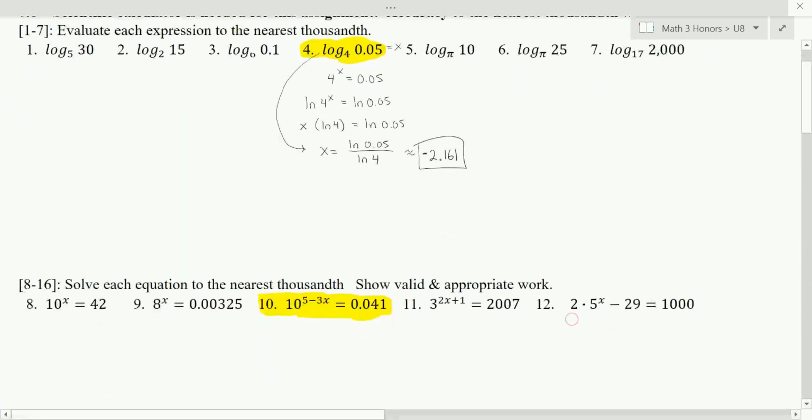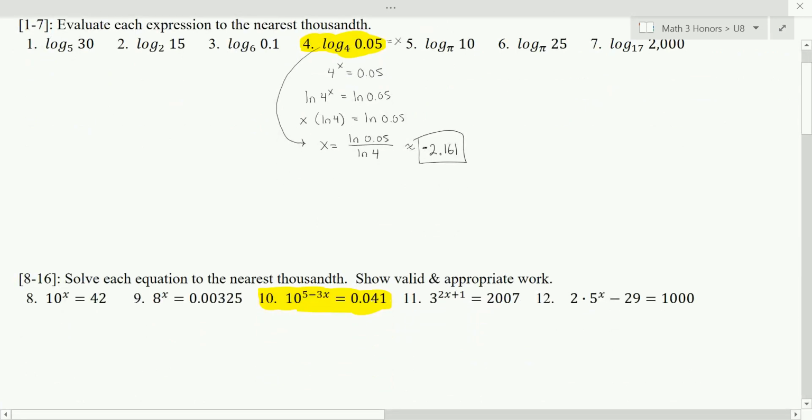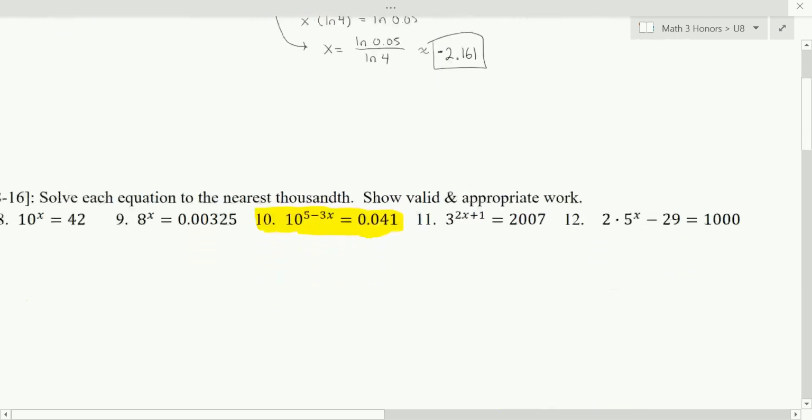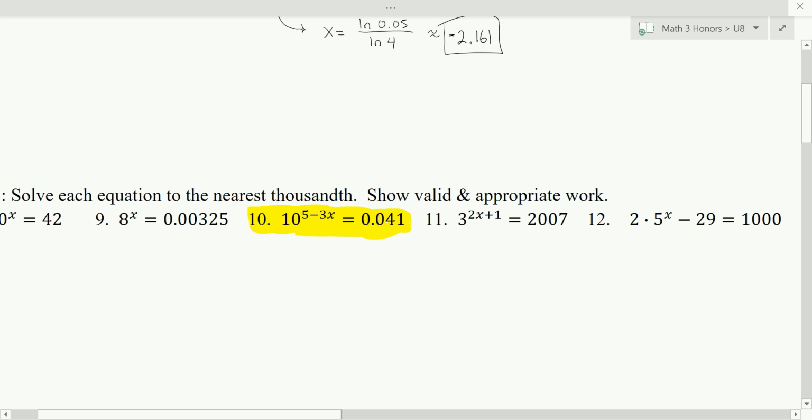All right, so next one. Let's skip to 10. Okay. So the purpose of studying logs is to be able to solve exponential functions where we can't get the same base. And so here's one that no matter how hard we're going to try, we're not going to be able to get the same base. But we could still solve this using logs. And it'll be kind of like what we did in the previous problem. We decide, well, what base would we like to work in? All right, so I'm going to take the log base 10 on both sides. So by default, I won't write the base. So we get log 10, 5 minus 3x equals log of 0.041.